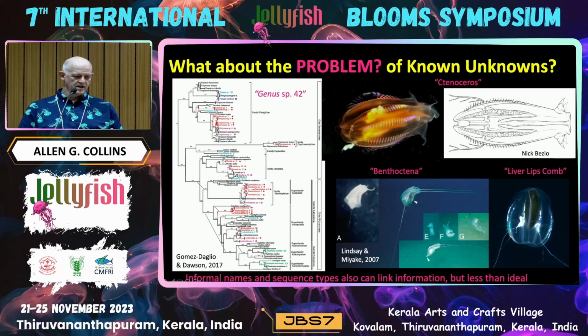So these examples from ctenophores, and these get sort of pet names. Ctenoceros, this is the cydippid comb jelly that has these horns. Benthotina is a name you sometimes see. Liver lips is another informal name. And these names can also be used to link up information. So we know that the first Aurelia genome was published as Aurelia species 1, Cerulia. But still, if we're careful, those names can be used to link up diverse information.